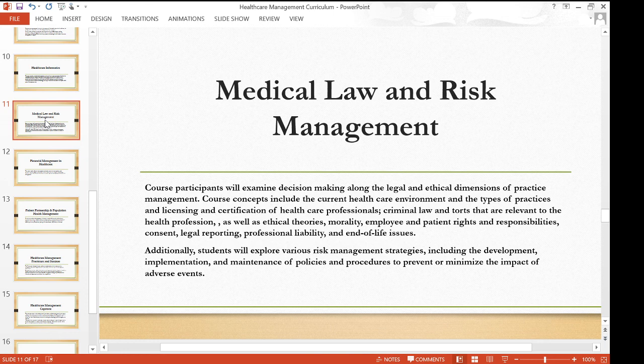Additionally, students will explore various risk management strategies, including the development, implementation, and maintenance of policy and procedures to prevent or minimize the impact of adverse events.